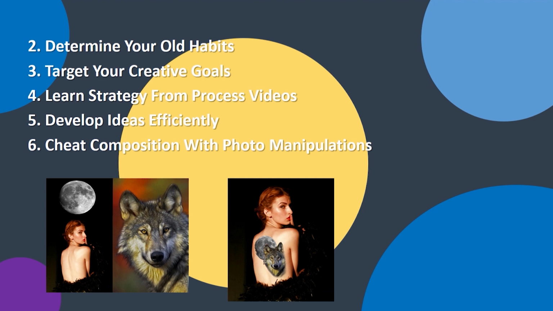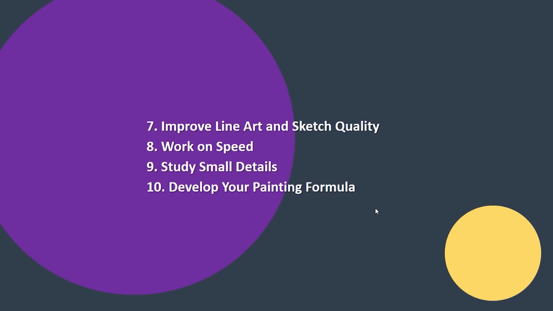Cheat composition with photo manipulations. As you can see, there are three photos here, and it was mashed up into this photo. You can use this as an art reference if you can't think of any ideas. Number seven, improve line art and sketch quality.